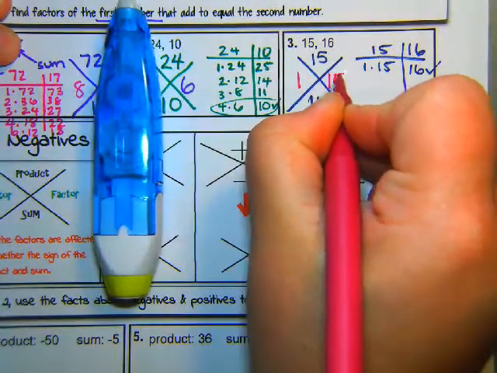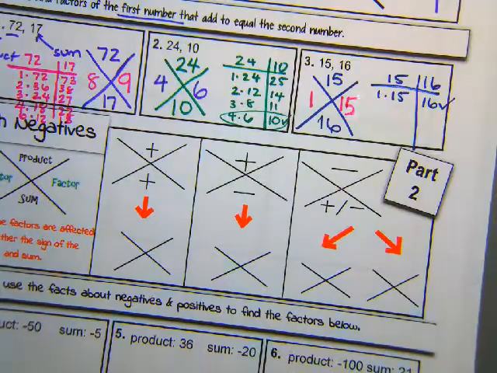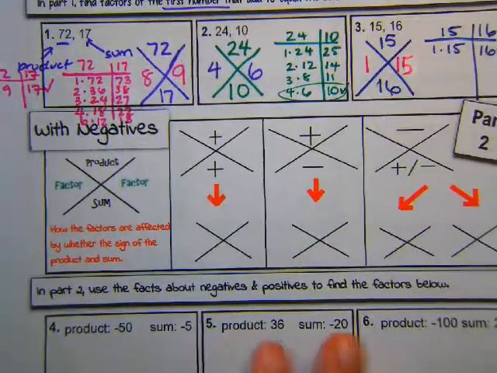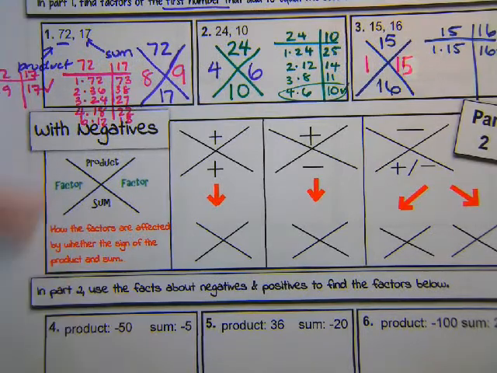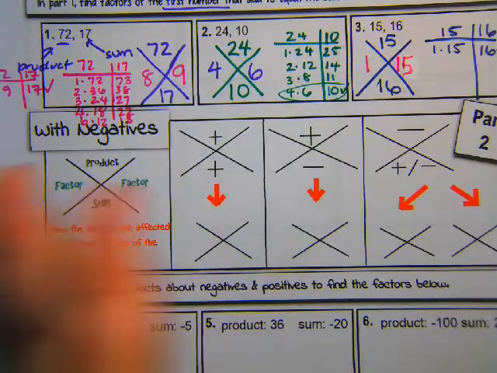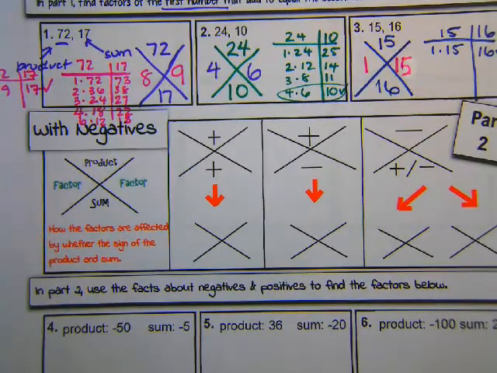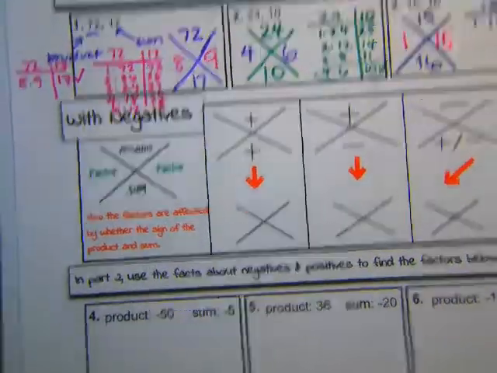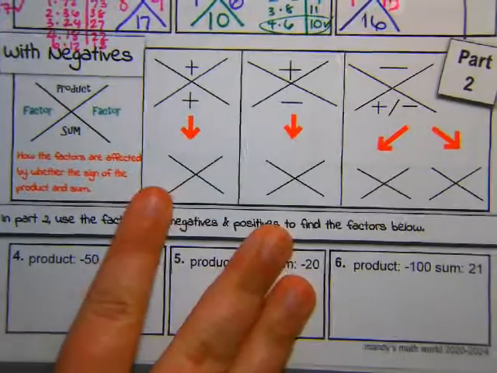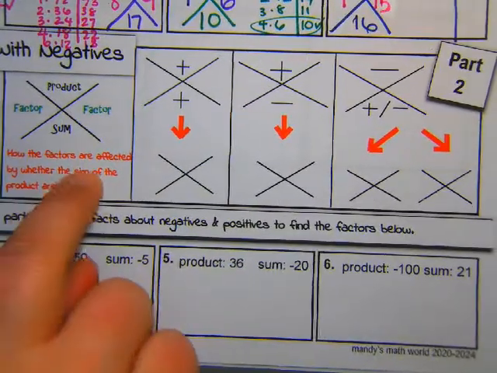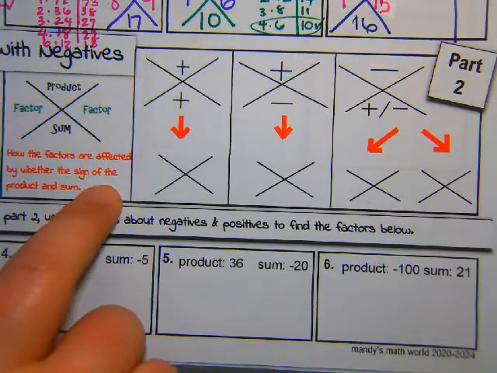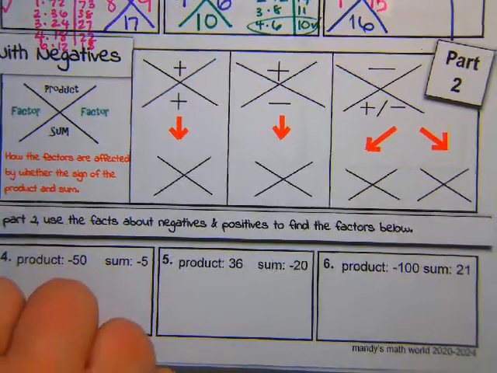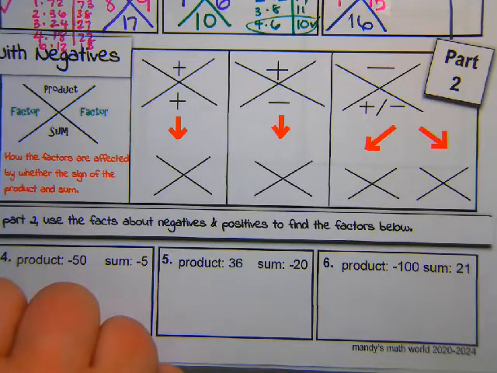Of course, wouldn't be math if I didn't want to complicate it. So we have to see what happens when I add negatives into the mix. If you noticed above, all of them were already positive, which was really nice. But what happens when we add a negative in there? So it says how factors are affected by the sign of the product and the sum.